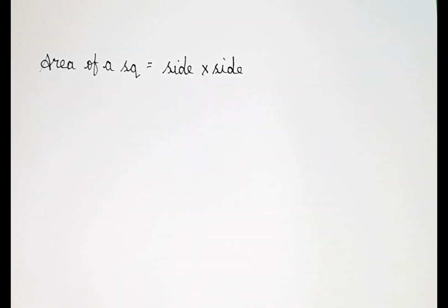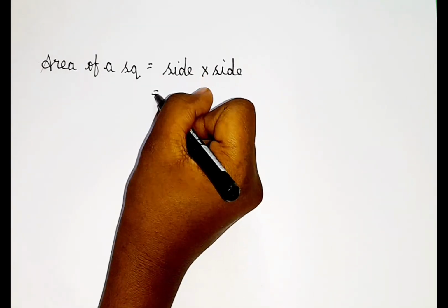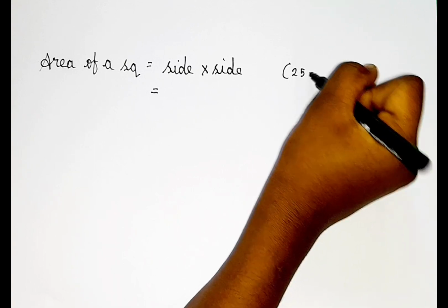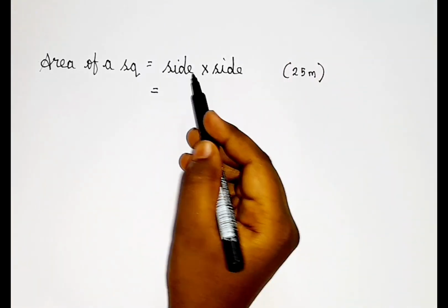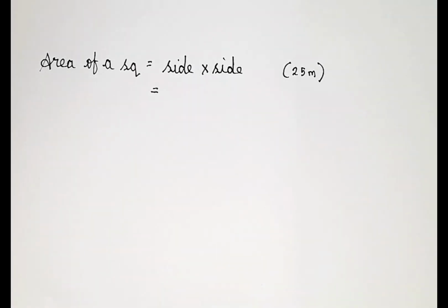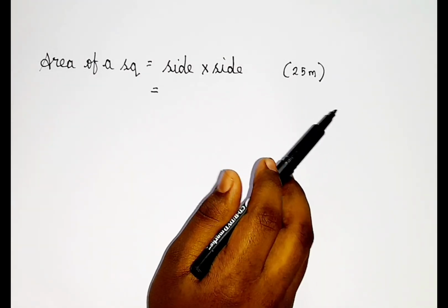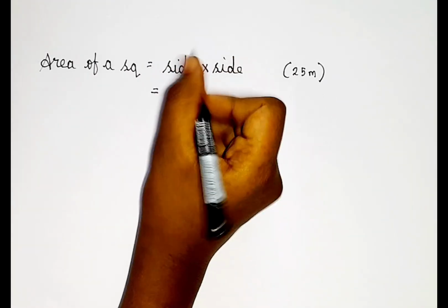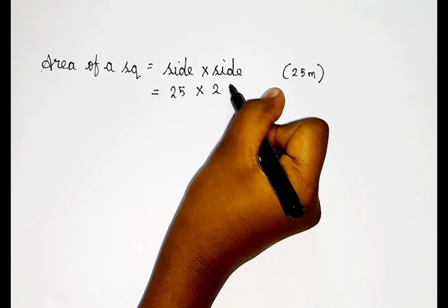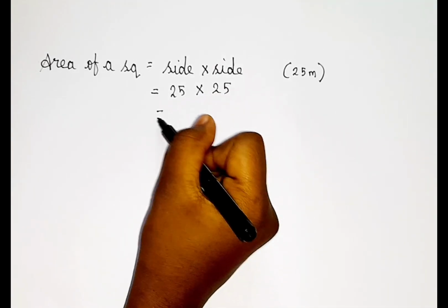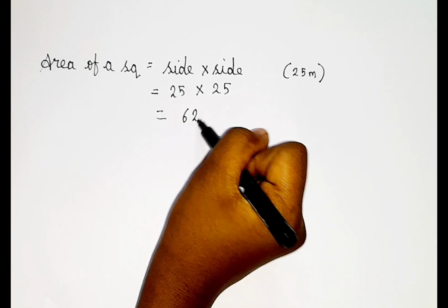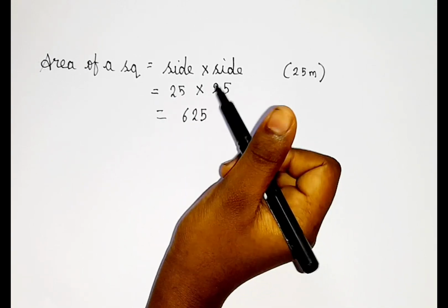First let's apply the formula here. What is the side value? The side's value is 25 meter. So here 25 into 25. In a square all the sides are equal, so if they are mentioning side, it means only one value, that is 25, because it's a square. So 25 into 25. What is the value of 25 into 25? 25 into 25 is 625.